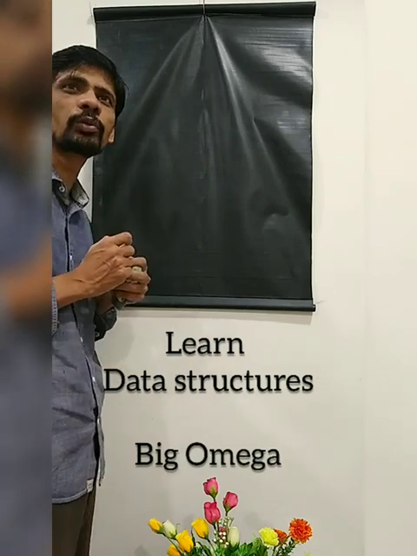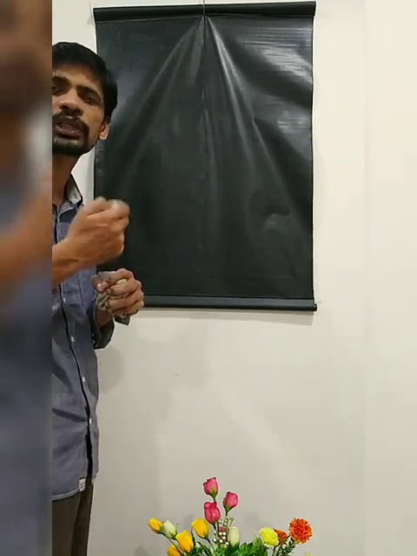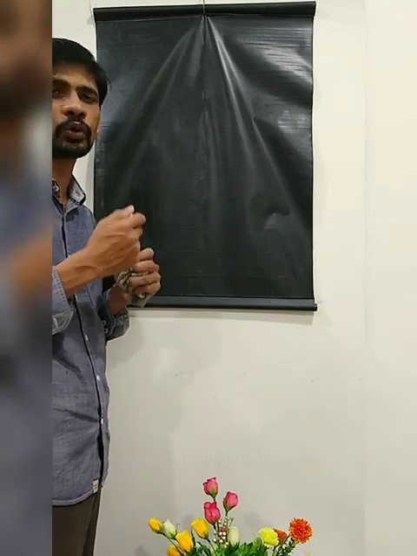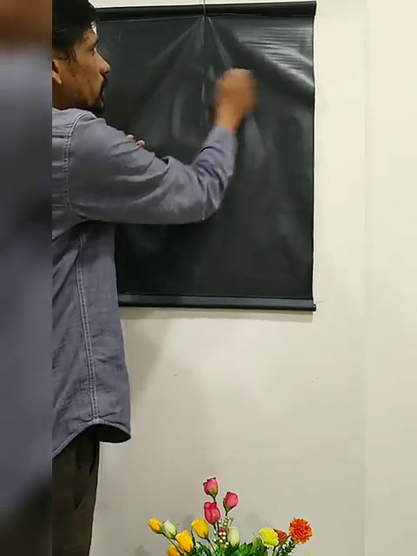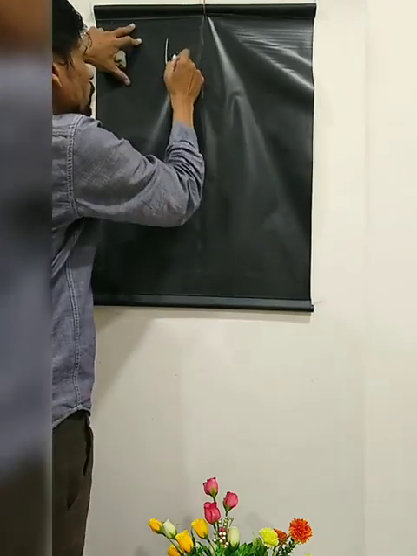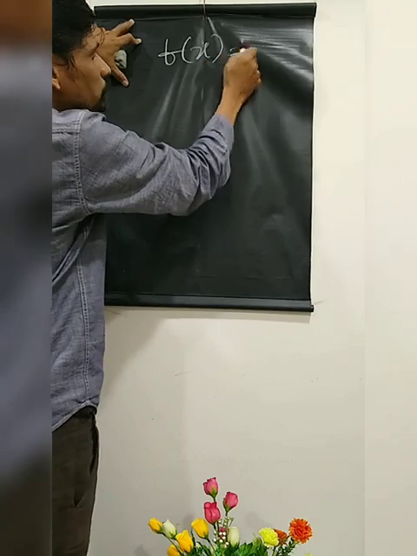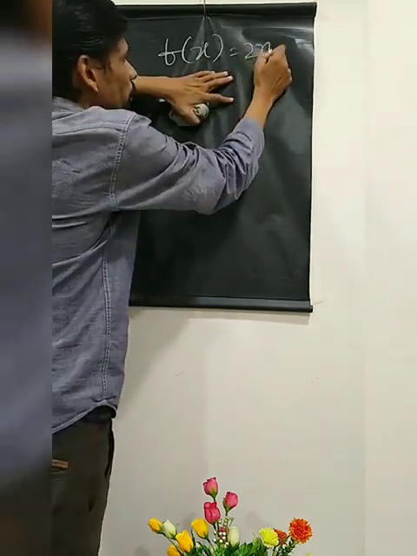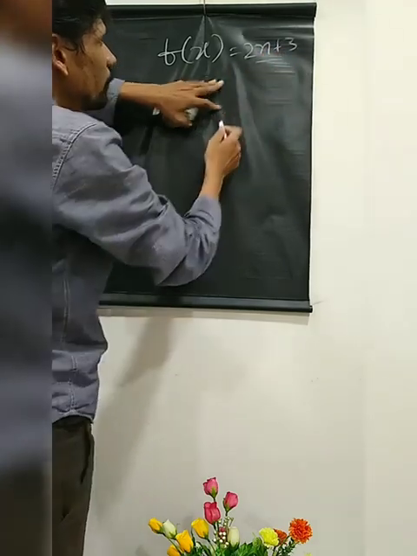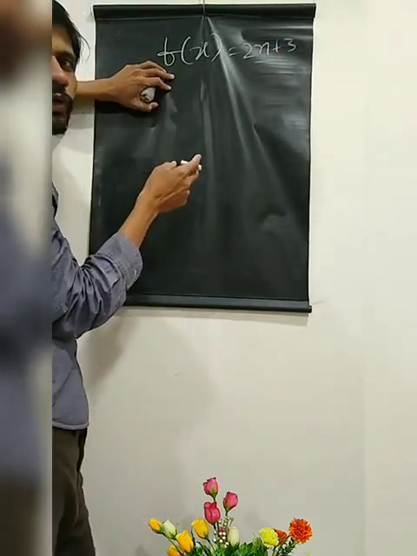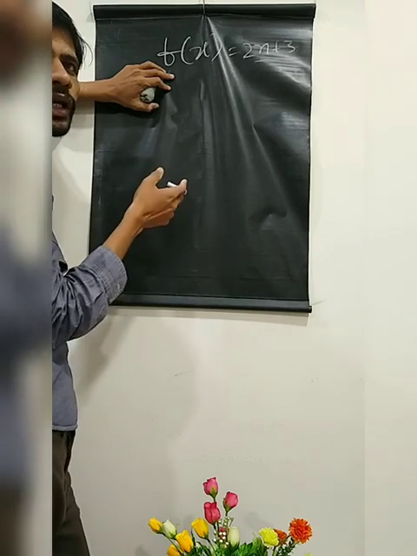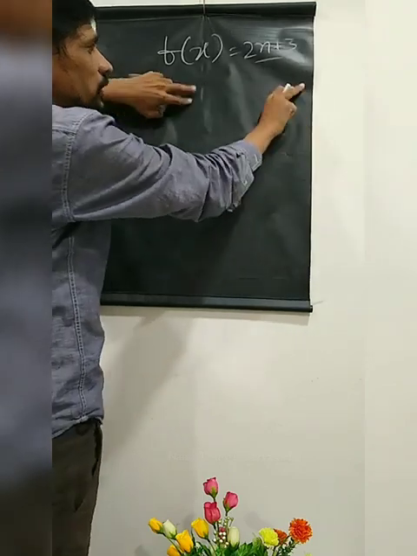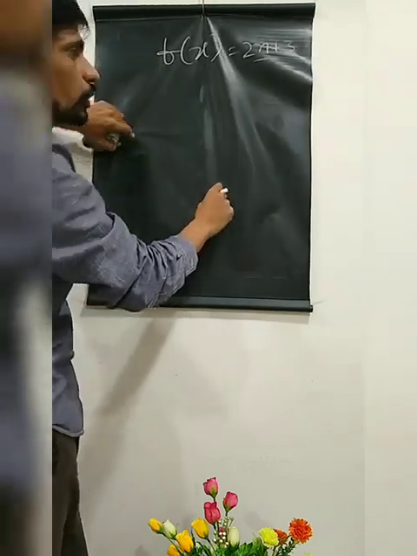To understand big omega, we will proceed with the same approach and the same steps we used to understand big O. Just for our understanding, let's take f(x) = 2n + 3, the same function we used for big O. This is our f(x). Now we will use the same function to understand big omega.